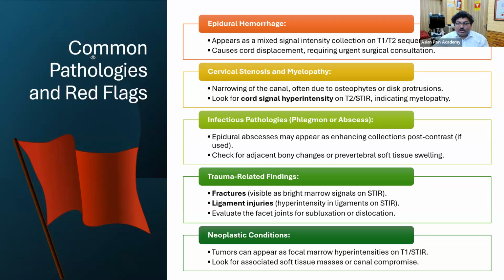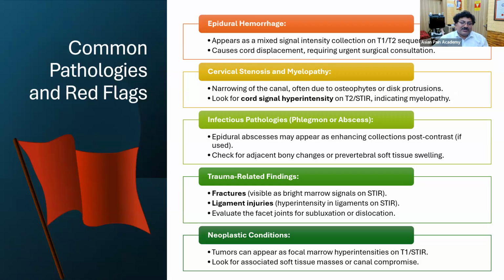Cervical stenosis or myelopathy. Stenosis is basically the narrowing of the canal. It may be due to disc protrusion, it may be due to osteophyte, and look at the cord signal intensity on T2 or STIR to see whether myelopathy is present or not. Infectious pathologies like epidural abscesses may appear as an enhancing collection on the post-contrast.